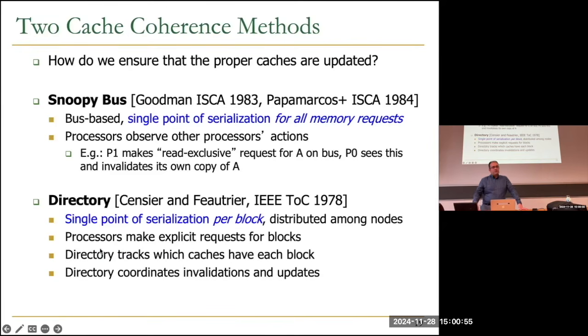So in a Snoopy model, once you send an invalidation request, you need to broadcast it. You don't know to whom you should send it. You just broadcast on the bus, and if it matters to some of these processors, they will take action. But in directory-based, you know which cores are sharing that cache block, so you can send requests only to those specific cores or caches. The directory tracks which caches have each block, and coordinates invalidation and updates, of course.